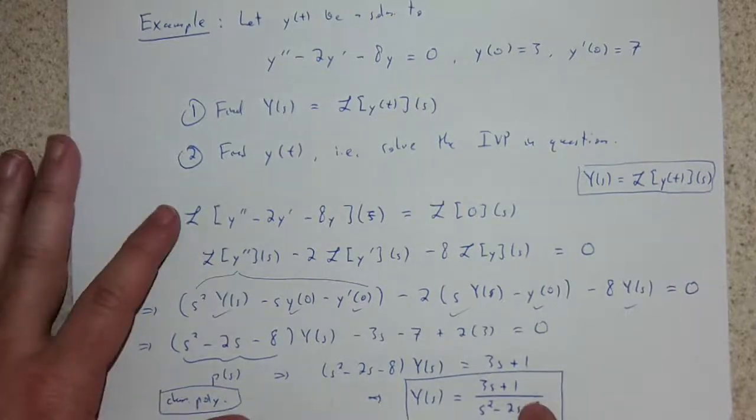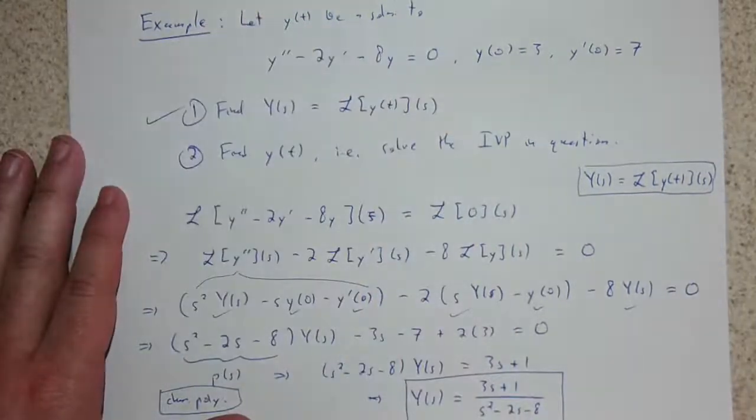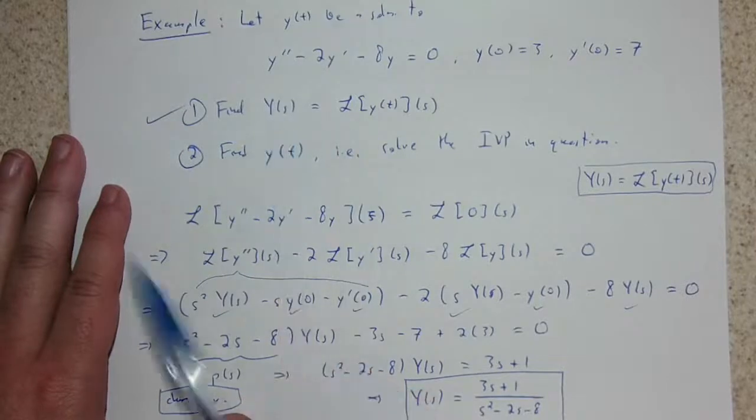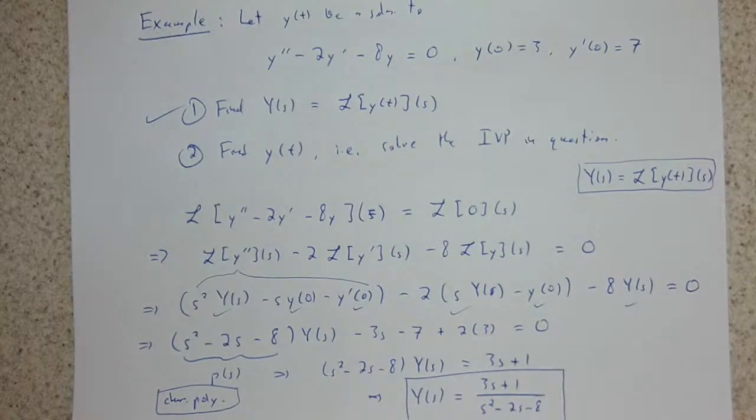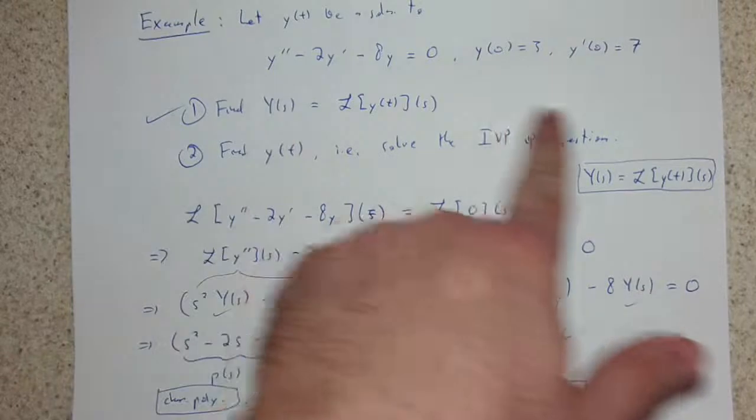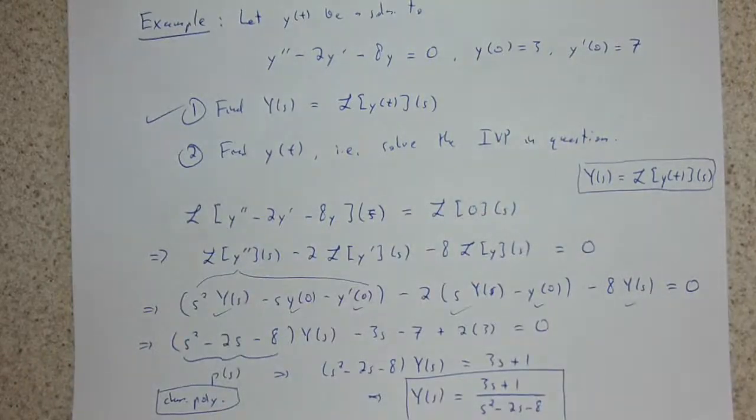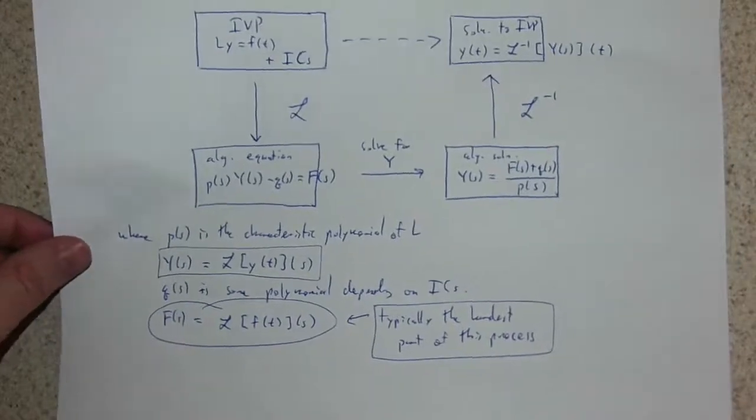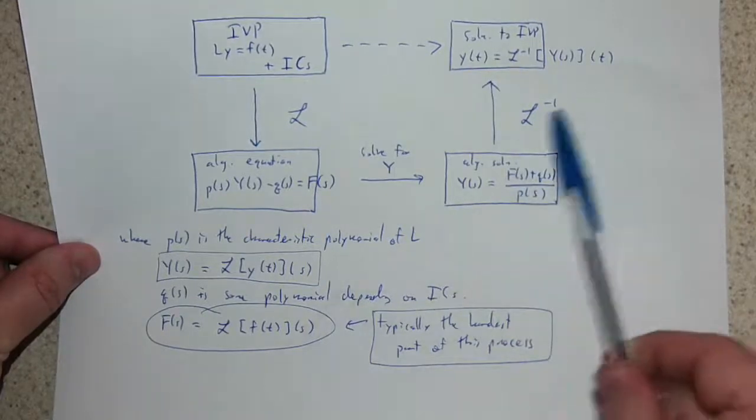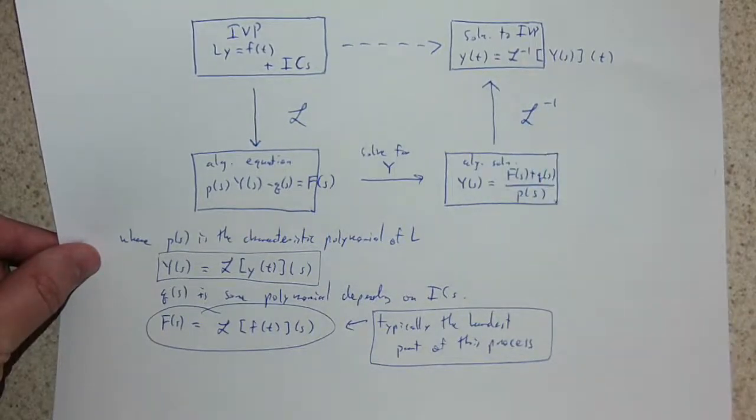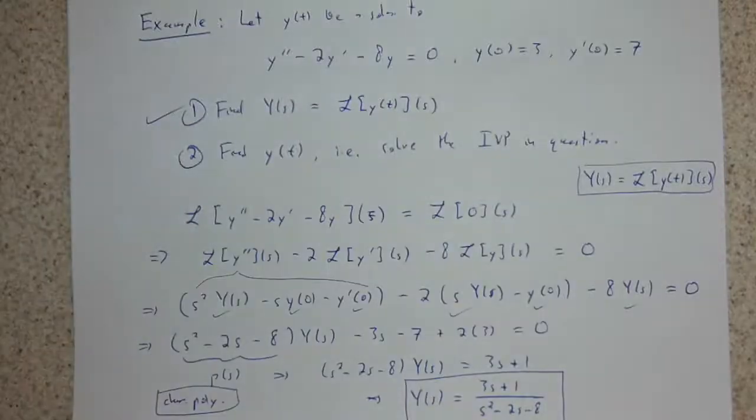Now, I've done the first part, right? That's what I was asked to do. So find big Y. Big Y is 3s plus 1 over s squared minus 2s minus 8. Now, how do I go from this to little y, to the actual solution to this differential equation? Well, if I go back to my process, I go from here to little y by hitting it with the inverse Laplace transform. So now it's time to talk about the inverse Laplace transform.